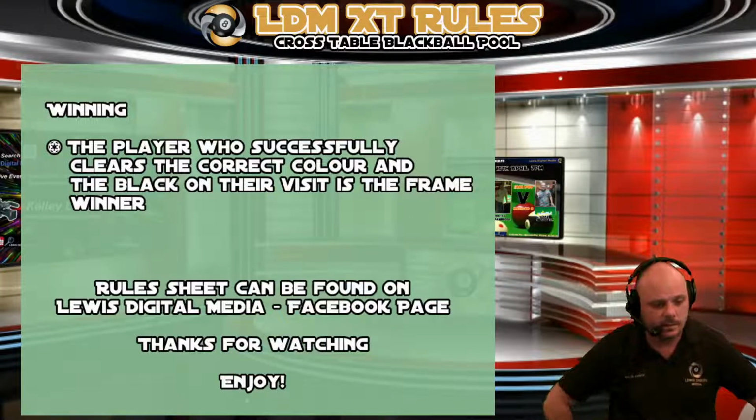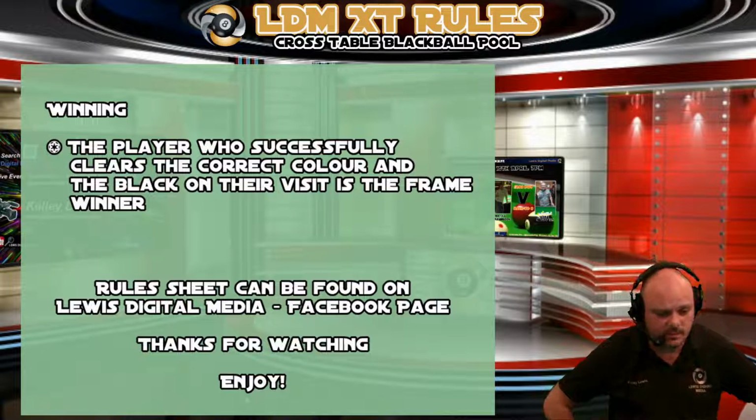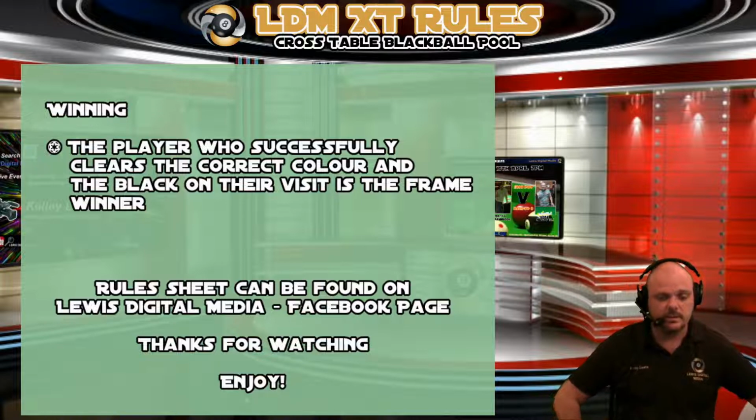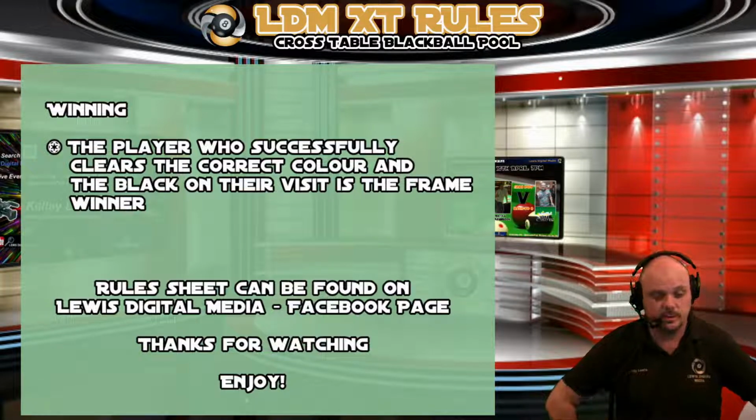And finally, winning. The player who successfully clears the correct colour and the black on their visit is the frame winner. So if you're player in, you break, you dish, you win the frame. It's as simple as that. If you miss, player waiting is in.